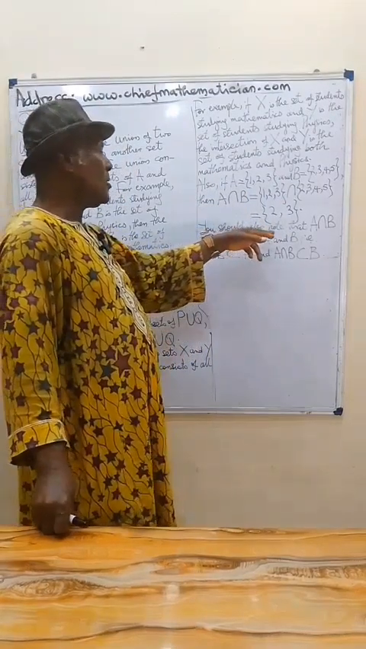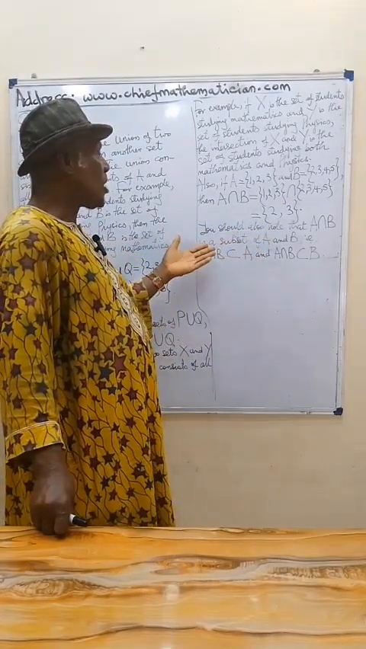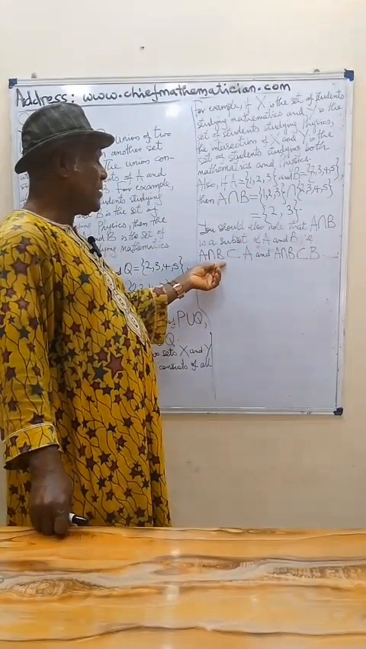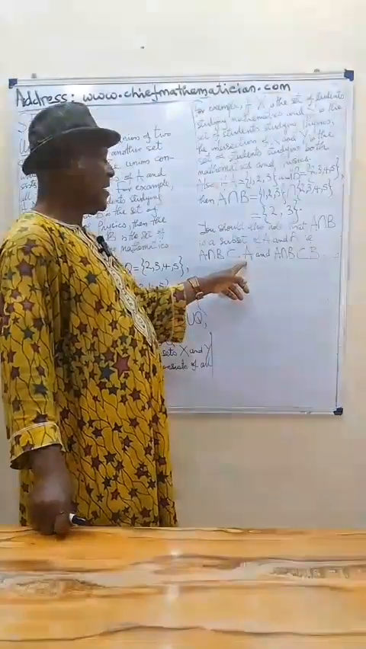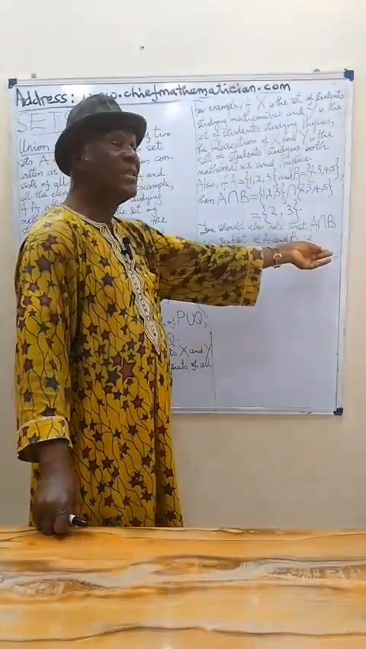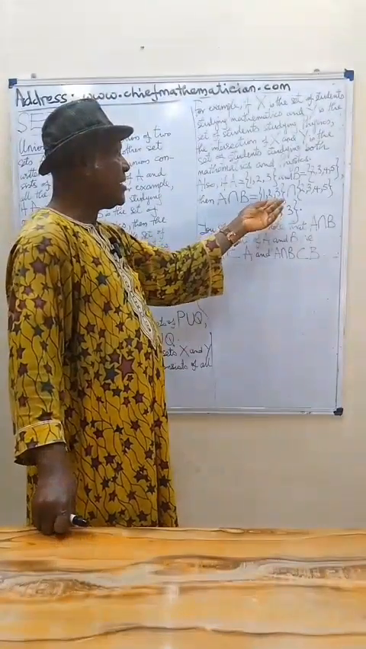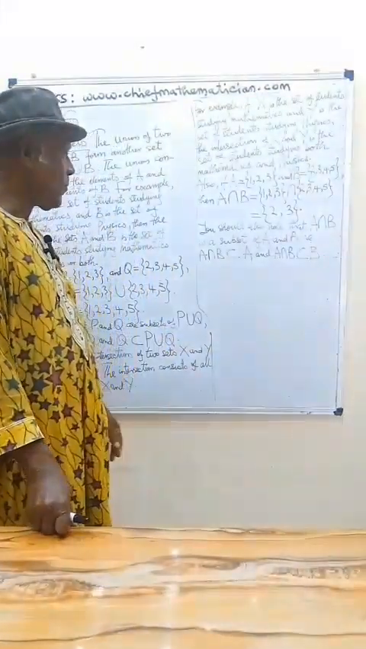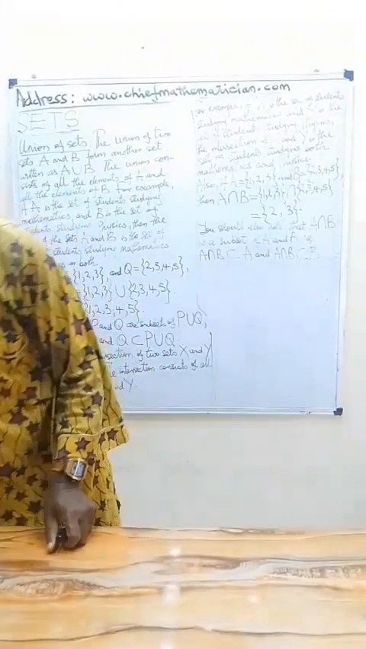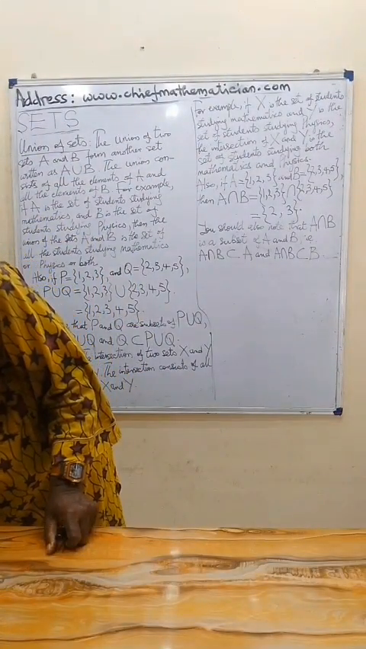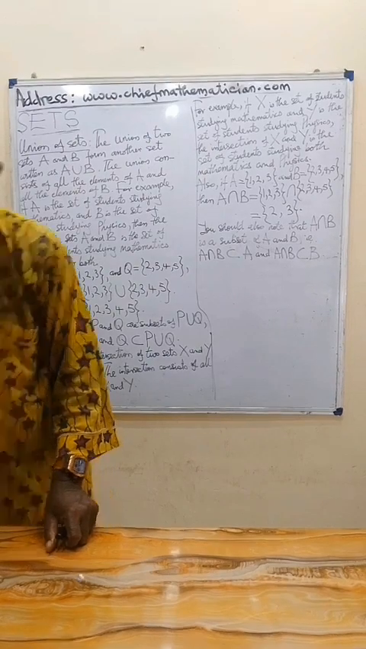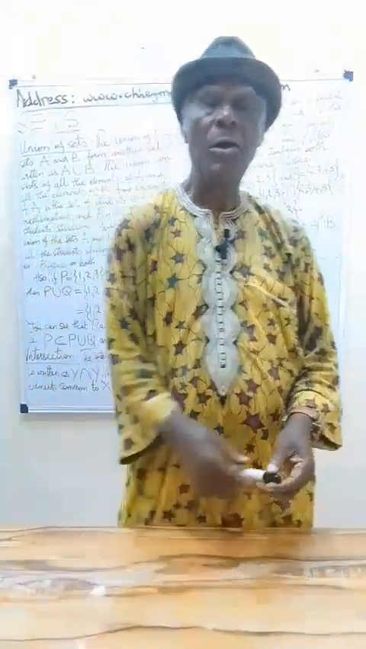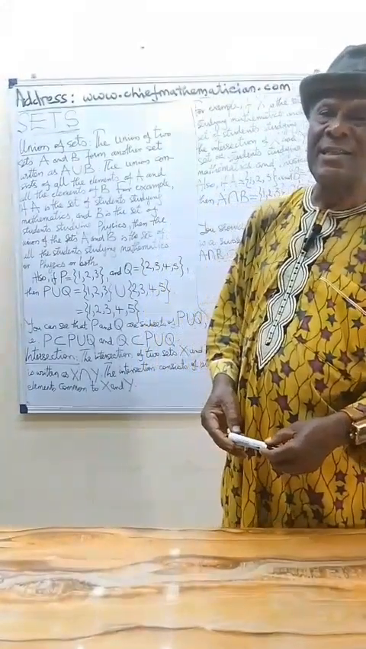You should also note that A intersection B is a subset of A and B. That is, A intersection B is contained in A and A intersection B is contained in B. Yes, 2, 3 is in set A. 2, 3 is in set B. Now, the next area we are going to look into is the use of Venn diagrams.